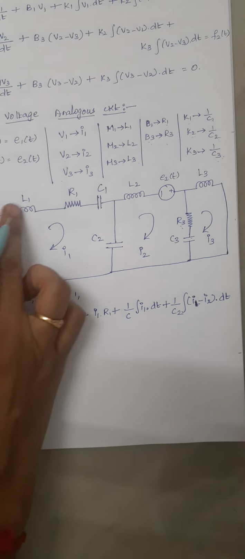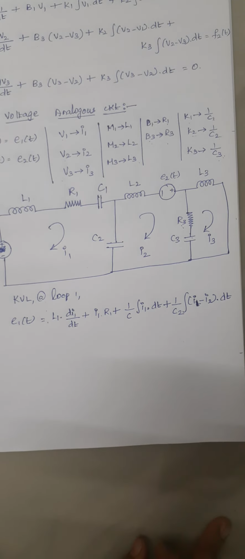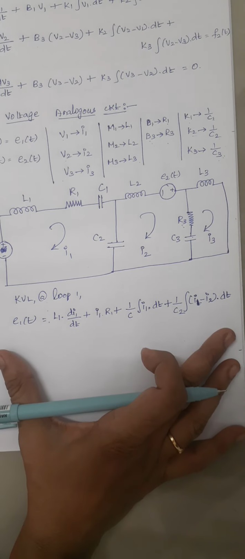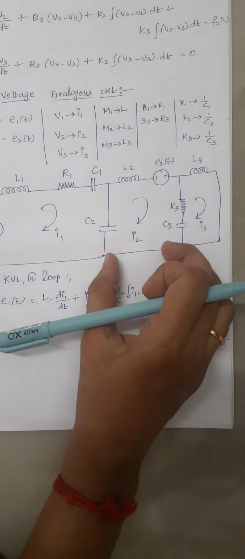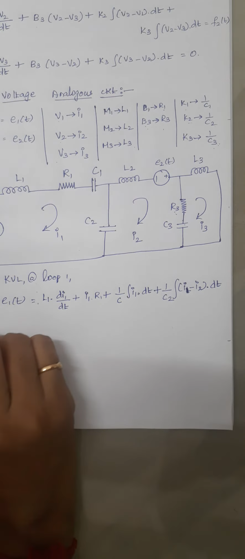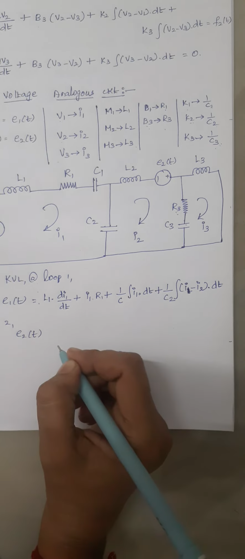Right, totally 1, 2, 3, 4, 5. Just respectively check whether each and everything is correct then and there. Right. The next one is I am going to write the expression for loop 2. So again in loop 2 I am having a voltage source, right? So that voltage source is E2 of t.